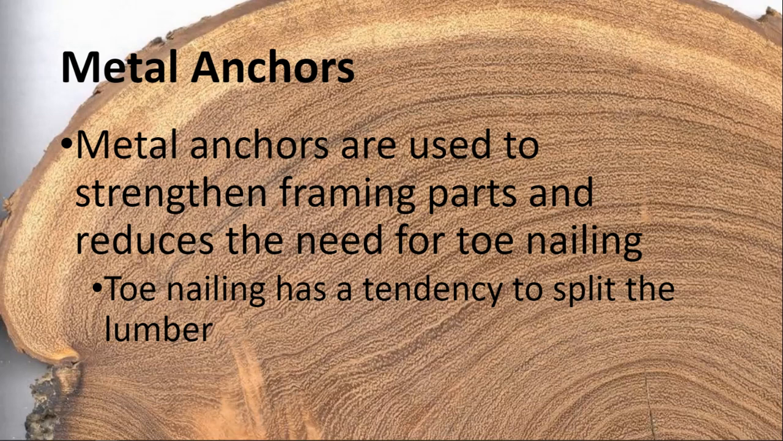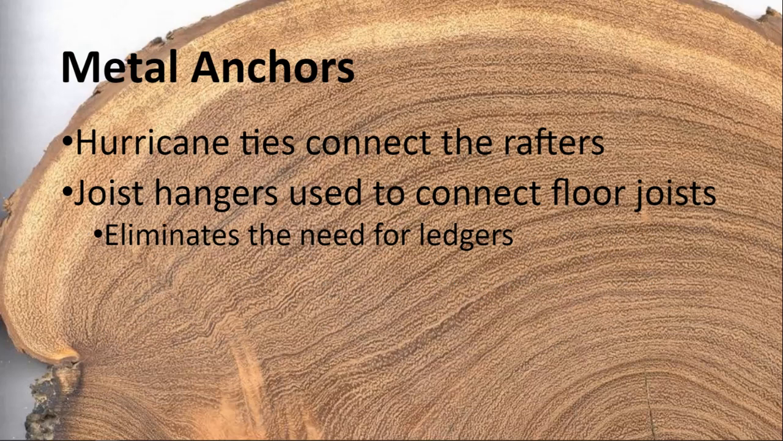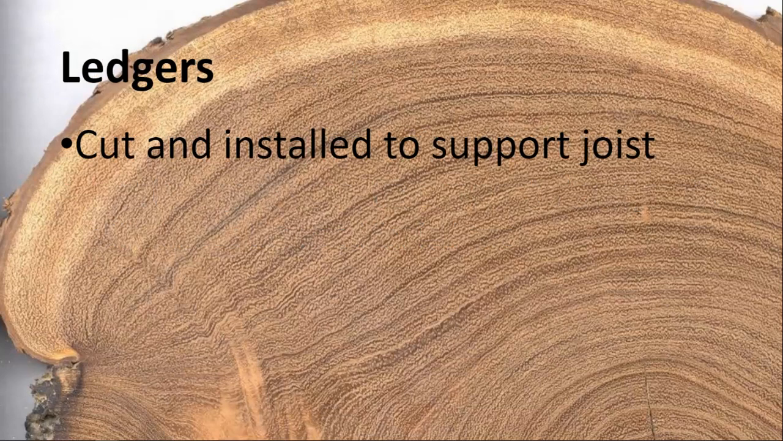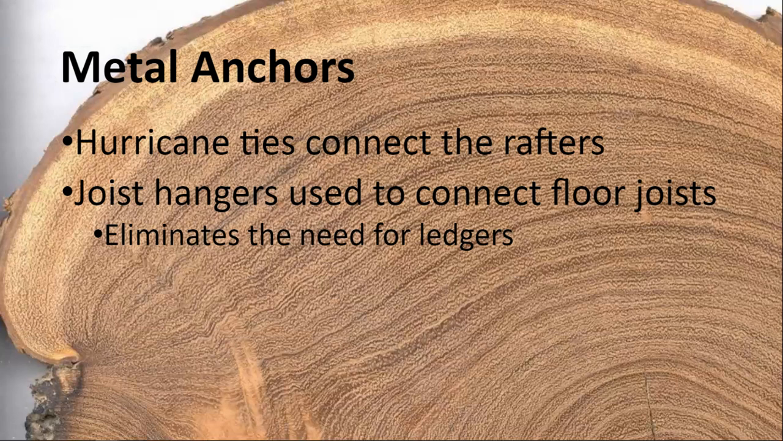Now, whenever you're putting these things together, you want to use metal anchors. What that does is reduces splitting when the wood is toe-nailed. Toe-nailing is when you drive that nail in on a 45-degree angle. And then some metal anchors that you can use. Hurricane ties are going to be used along the roof, along the rafters. They're going to keep that whole thing from moving and blowing off. And then we use joist hangers when you're connecting joists.